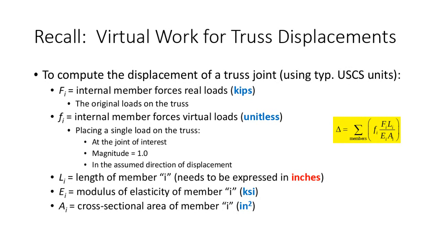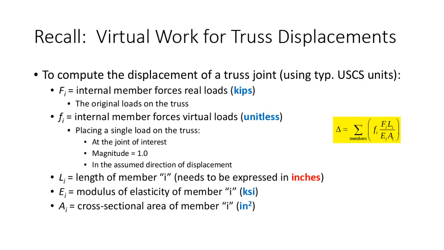recap what we're talking about with virtual work for truss displacements. So if we want to compute the displacement of a truss joint, using typical US customary units, we basically are summing up the U2 for every member, because remember we looked at the external work done and the internal stored energy, and we took that U2 component of the stored energy and set that equal to P delta, and because P was 1, that was it. So we're just summing up the energy for all of the members.